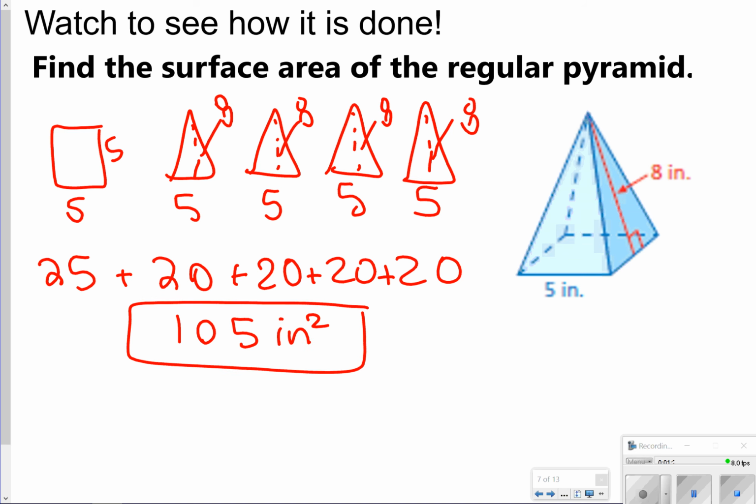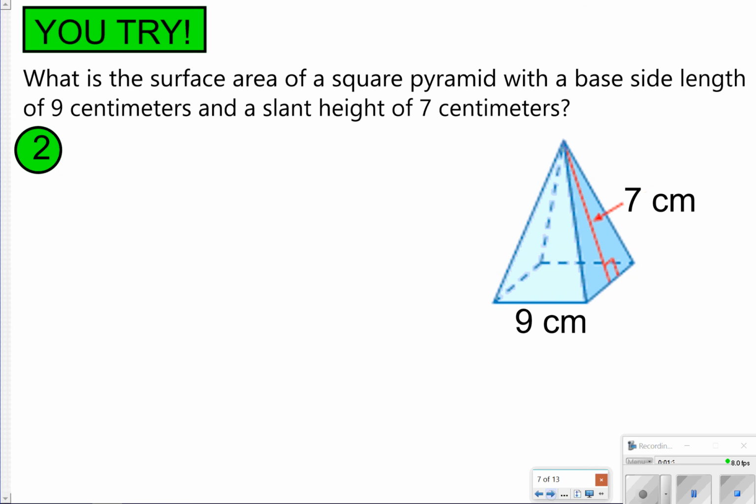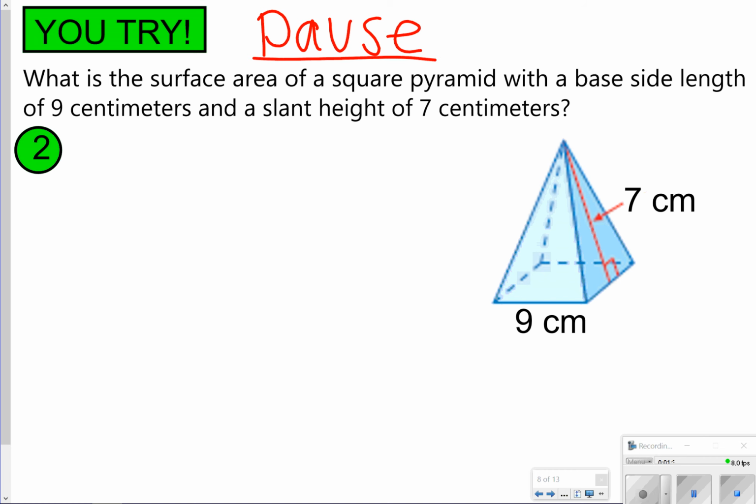So really this is not a complex concept at all. You just have to make sure that you're finding the correct area for each individual shape. Let's go ahead and get you to try this question. This is number 2 in your notes. Let's go ahead and pause it, try the question, and then click play.